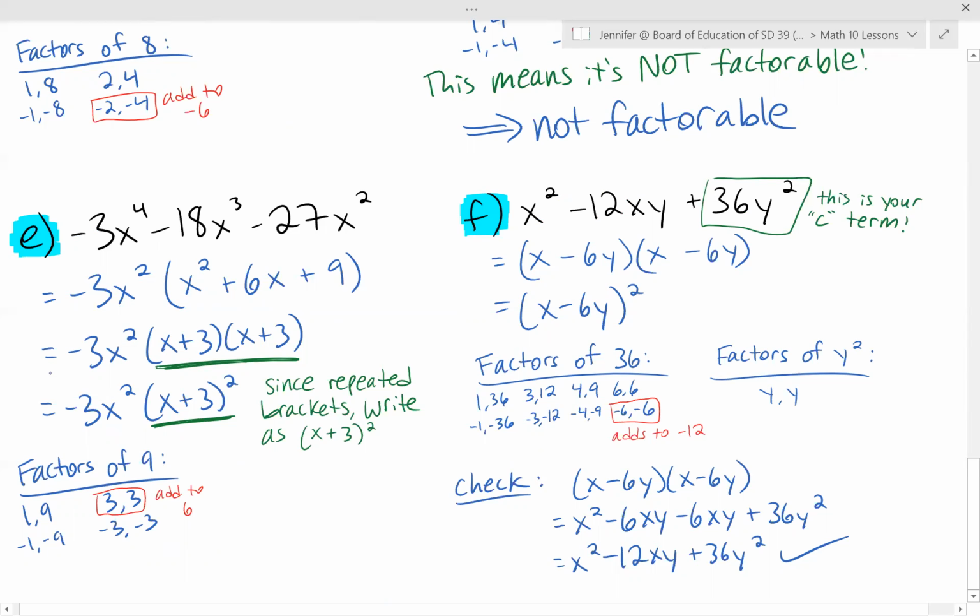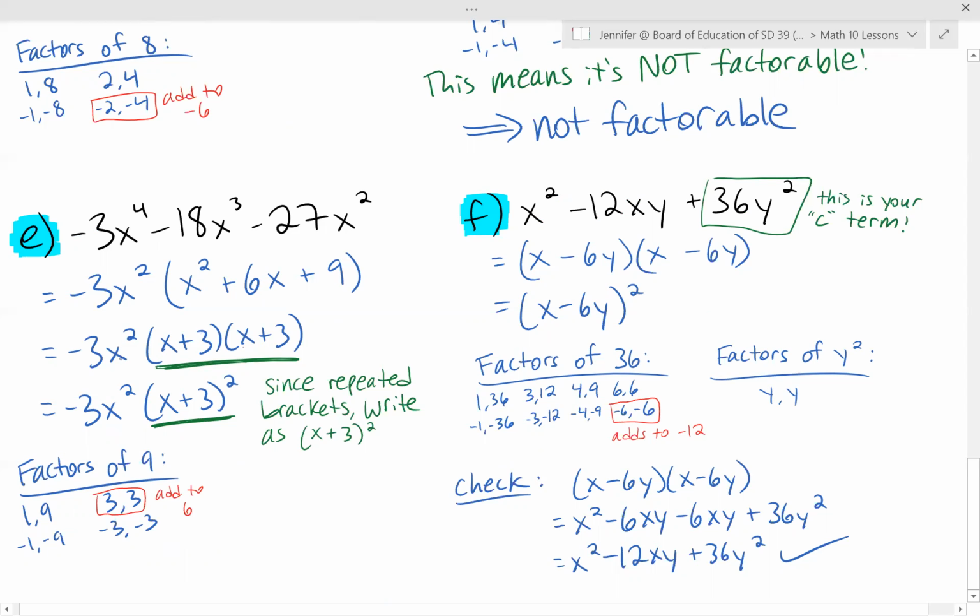We can leave that common factor out front, do our two sets of brackets, our x in the first part of each, and then we've got our factors down below. So what are the factors of 9, and which pair of that adds to 6? It would be 3 and 3. We write that out here.